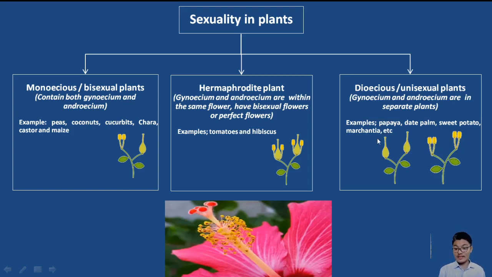So this kind of plants are called dioecious. For example, papaya tree is either male or female. Likewise, we have date palm, sweet potato, and Marchantia. All these have different sexes. Plants have different sexes, like human beings, where we have male and female. In case of dioecious or unisexual plants, they do have male and female plants.